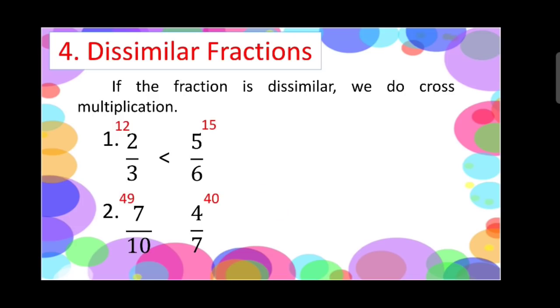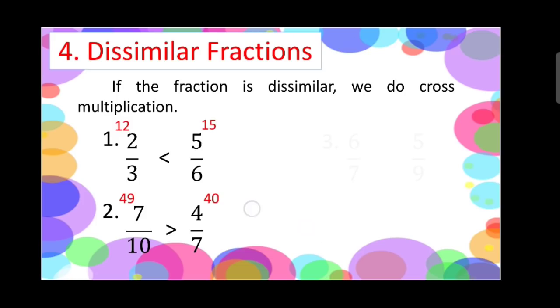So, sino ba mas mataas? Si 49, si 40. Di ba si 49? So, ibig sabihin lang po niyan, nire-represent na si 7 over 10 ay mas mataas sa value, mas mataas yung value niya kaysa kay 4 over 7. So, that's why 7 over 10 is greater than 4 over 7.